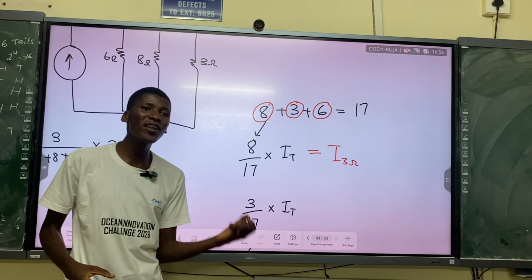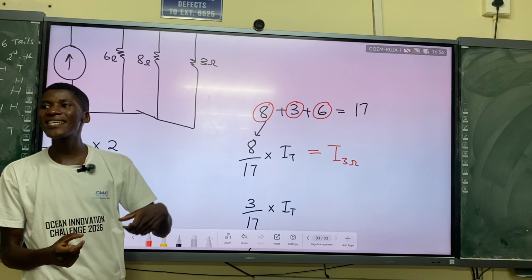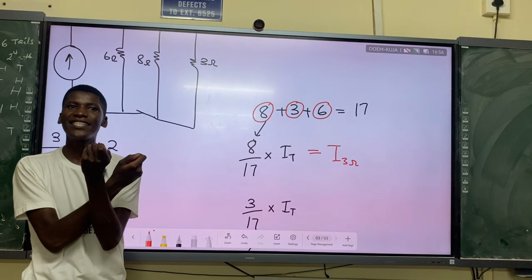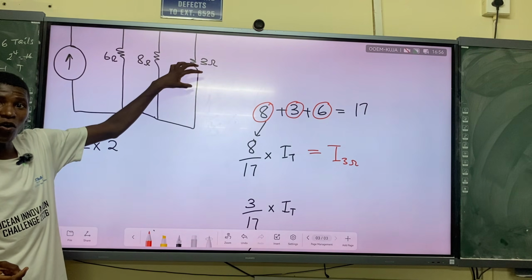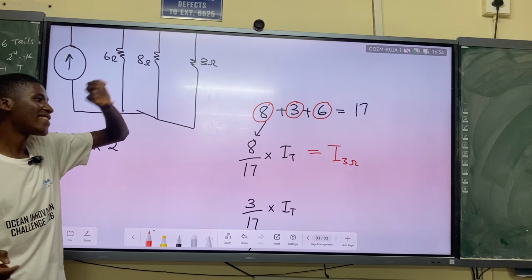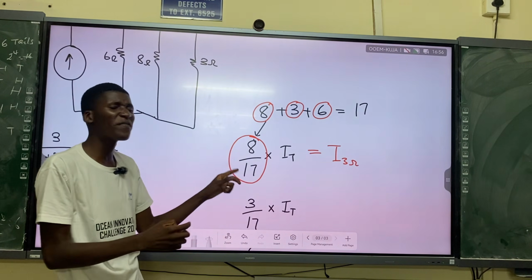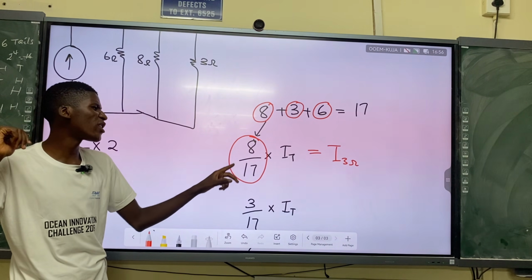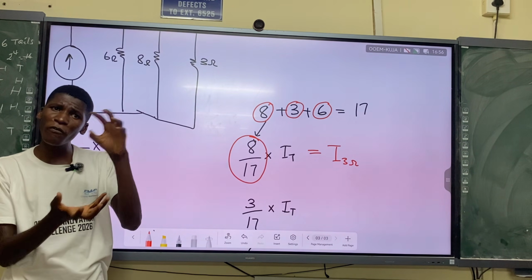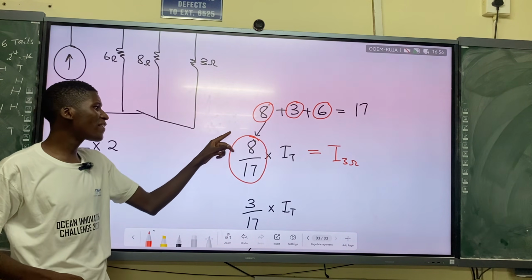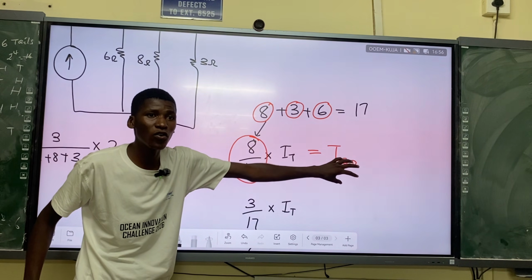It goes to the smallest resistor. The smallest portion goes to which one? To the biggest resistor. That's why it swaps. So this 8 over 17 goes to the 3 ohms resistor because it's the smallest resistor that will receive the biggest current. So the biggest portion of current is 8 over 17. Don't be distracted by this 8 being the 8 ohms resistance, no, because they are inversely proportional, so it is vice versa. So this 8 over 17 is the biggest portion. It is the one that will go to the 3 ohms resistor.